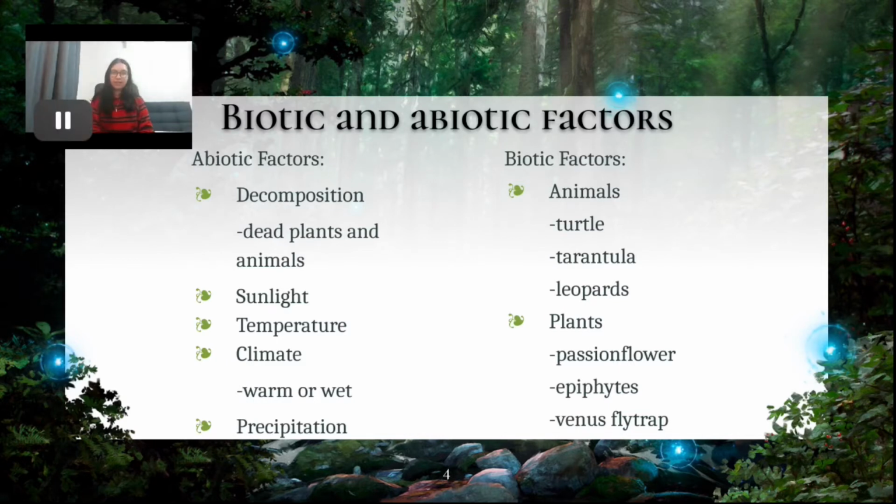Biotic and abiotic factors. Abiotic factors in the composition: one example is dead plants and animals, sunlight, temperature, climate, and two examples are warm or wet, and precipitation. The biotic factors are animals like turtles, tarantulas, and leopards, and another are plants. The examples are passion flower, epiphytes, and Venus flytrap.